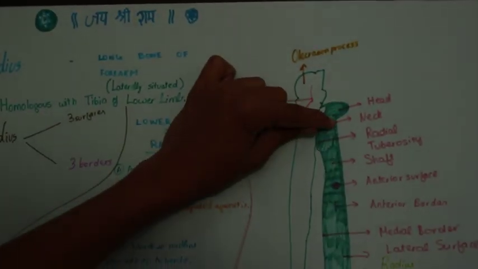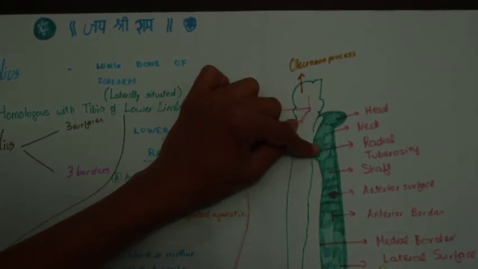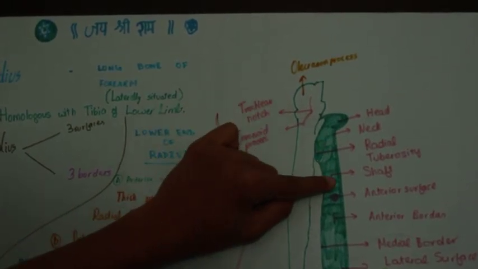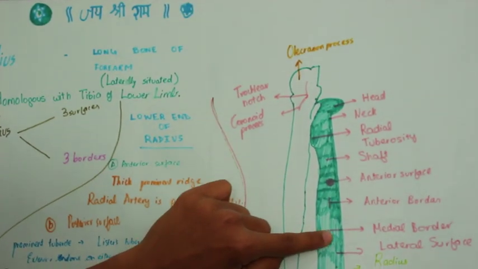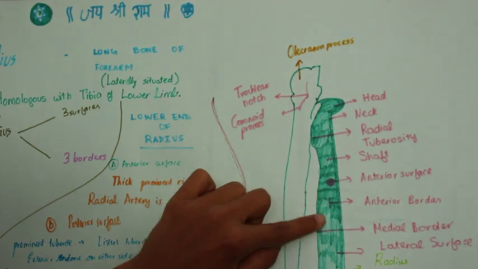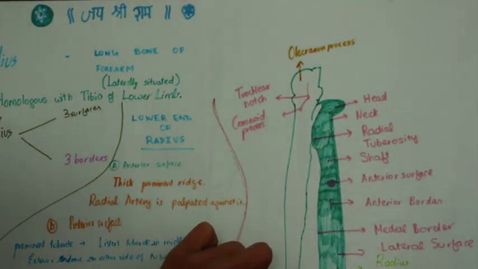This is the head and this is the neck. This is the radial tuberosity as explained over here. This is the shaft, and this is the anterior surface. This is the anterior border. This is the medial border, and this is the lateral surface. This border is called the medial border, the anterior border.